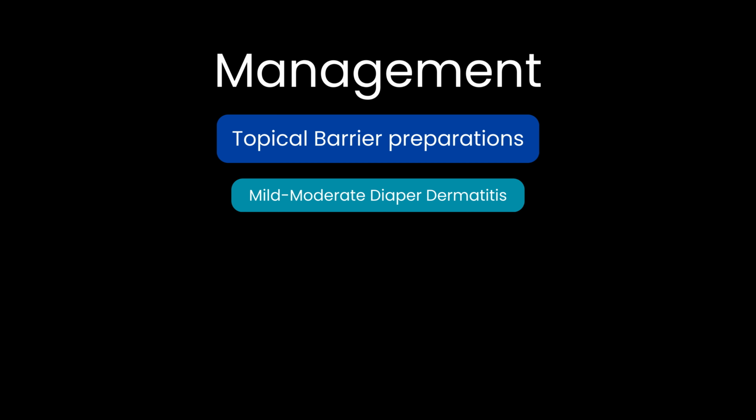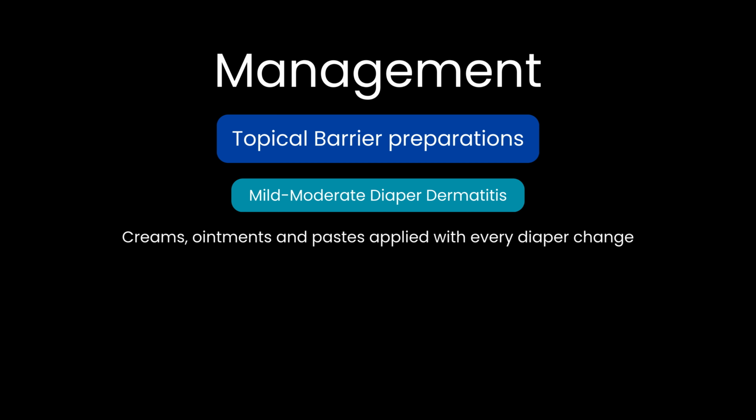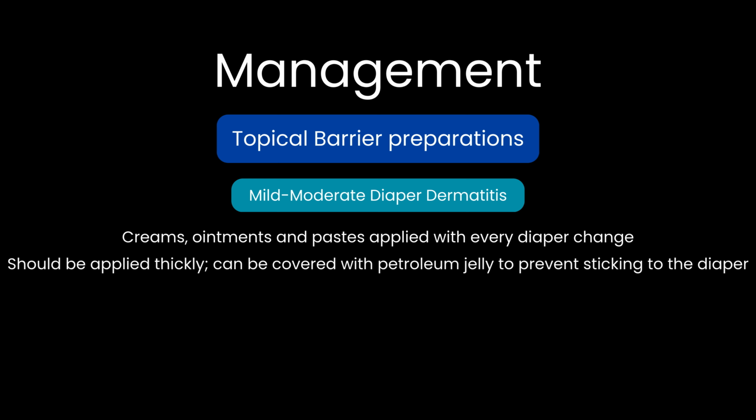In mild to moderate diaper dermatitis, topical barrier preparations in the form of creams, ointments, and pastes are generally used as the initial therapy. Topical barriers are applied with every diaper change. They should be applied thickly and can be covered with petroleum jelly to prevent sticking to the diaper.